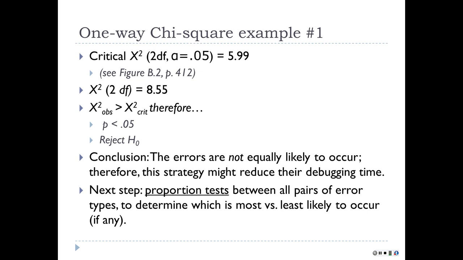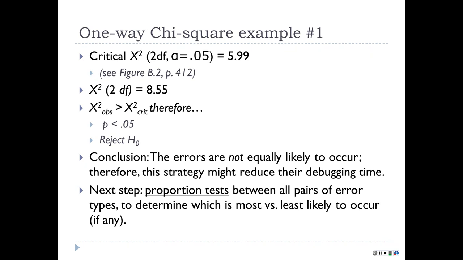Remember that the null hypothesis was even Steven. So our conclusion is that the errors from the program are not equally likely to occur. Therefore, the strategy that they're following might actually reduce their debugging time, so it's worth it. And if you're a programmer, you know some good statistics, so you probably could bust this out in about 5 minutes and save yourself several hours of trying to debug code.